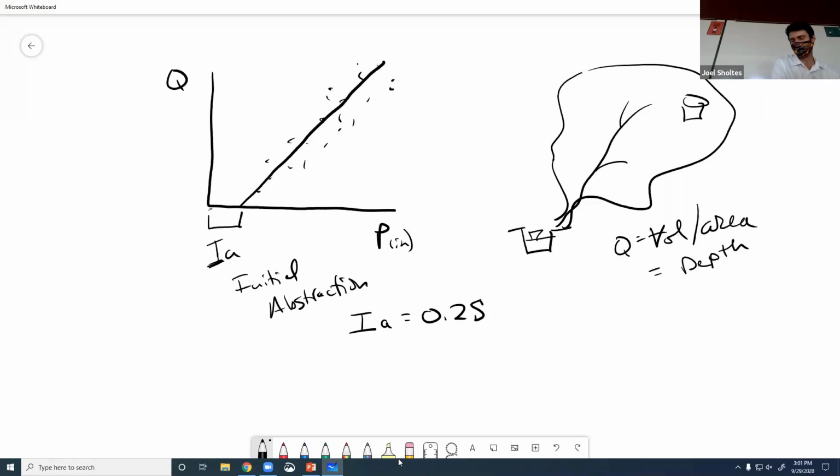Those numbers came from somewhere, right? When you see equations that have coefficients like this, you know it's an empirical equation, meaning it came from data and statistical models. But the idea is that there's a threshold in the watershed above which you need to pass with the rainfall in order to produce any kind of runoff.